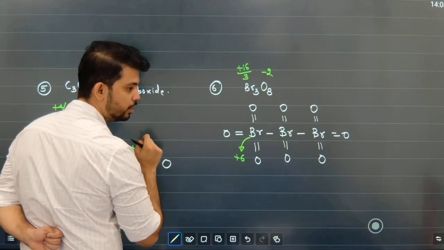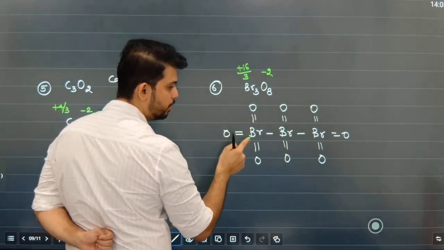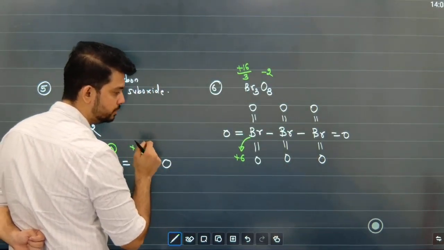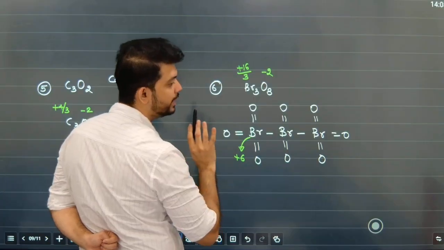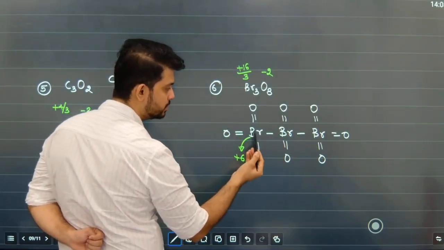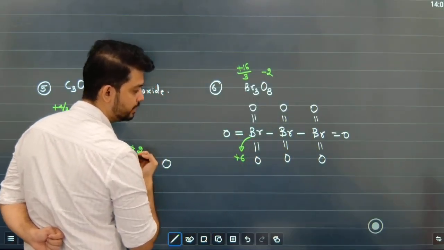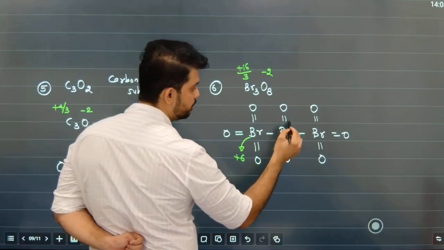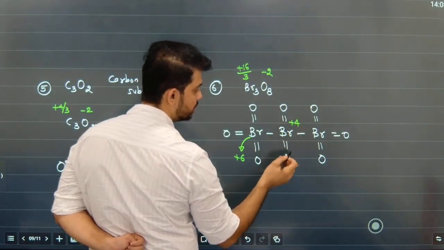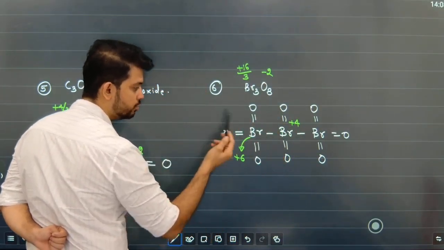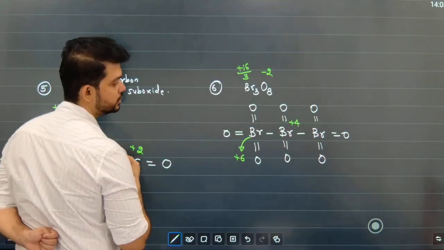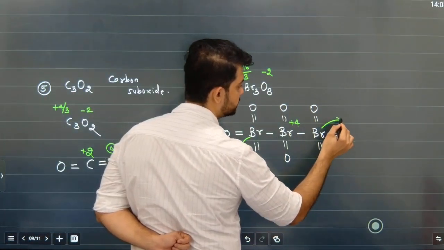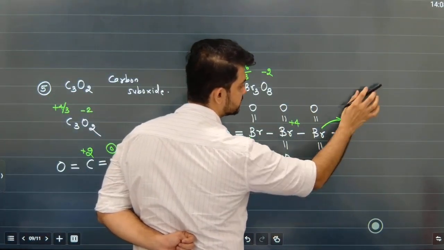bond, double bond, when you break the double bond with oxygen, it will develop +2. ये single bond break होने पे कोई charge develop नहीं होगा, because the bond is between bromine and bromine. Similarly, ये bromine पे charge हो जाएगा +4, because double bond with oxygen ऊपर, double bond with oxygen नीचे, and ये bromine पे भी charge आ जाएगा +6.